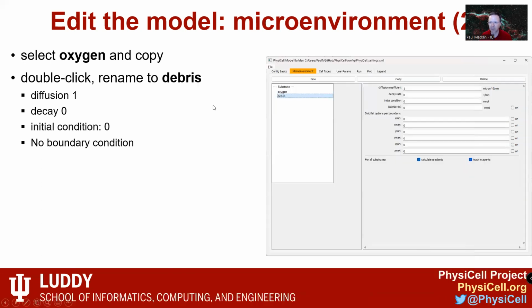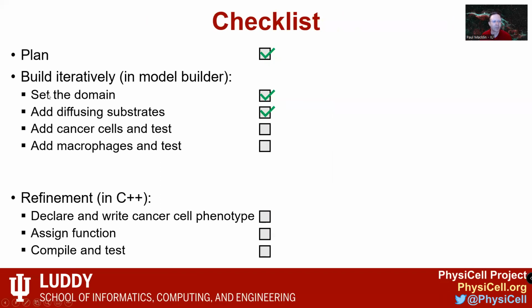Okay, let's keep going through our checklist. We've set the domain, we've set up our diffusing substrates, the things in our environment, and now we're going to start adding our cancer cells. So let's see here. How to open the editor. Let me go.